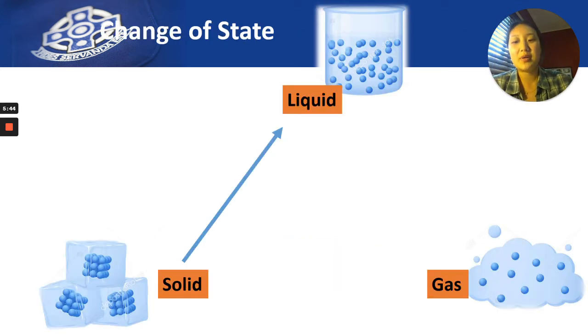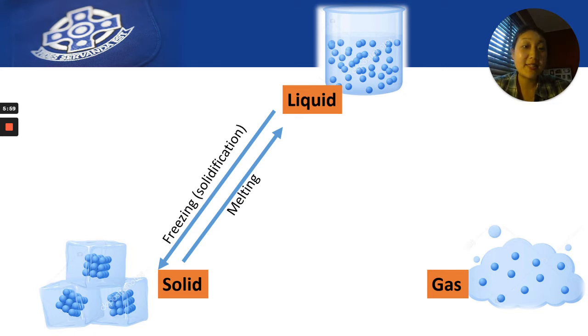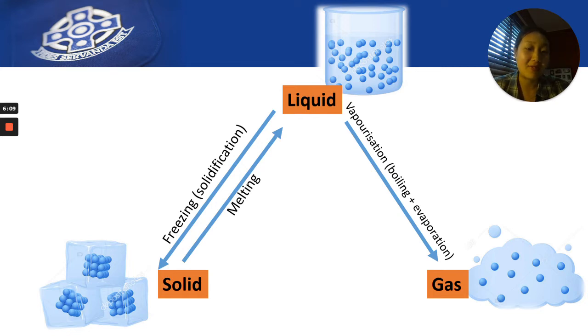Let's go through each change of state. When a solid goes to liquid, that process is called melting. When liquid goes to solid, that's called freezing or solidification. When liquid goes to gas, that's called vaporization, or boiling and evaporation. When gas goes to liquid, that's called condensation.